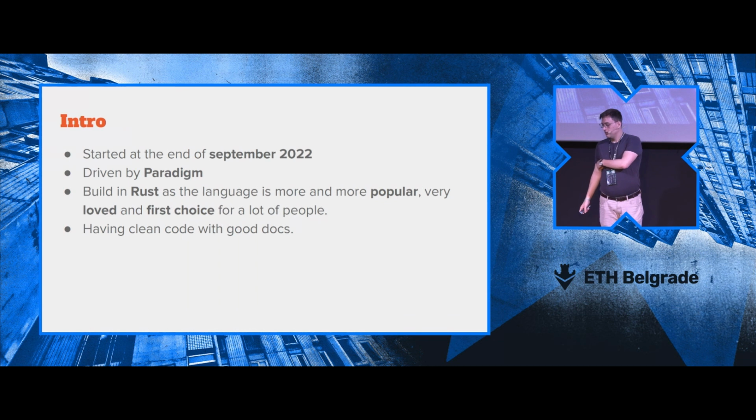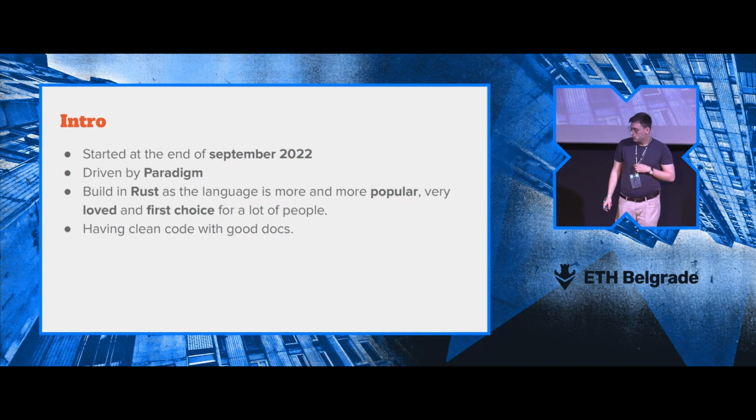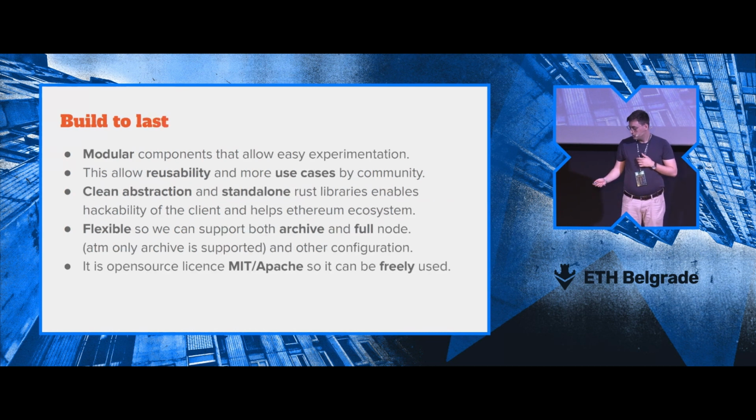Now we come to last year, September 2022. Paradigm started building their own client. It's built in Rust. It uses some ideas from Erigon. The idea is to have a very modular, very well-made, documented client that we hope will improve the ecosystem and the development experience.